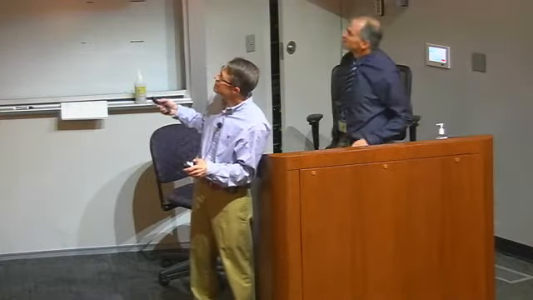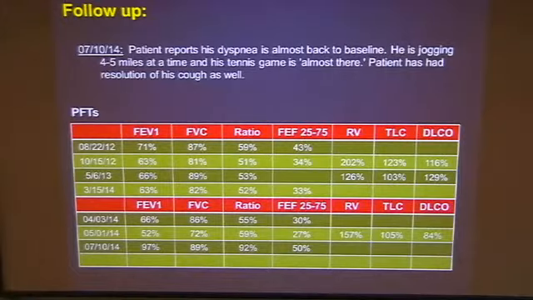So really, in very short order, he felt almost back to baseline. Was jogging 4 to 5 miles, playing tennis, and look at what happened to his pulmonary function test. FEV1 97.